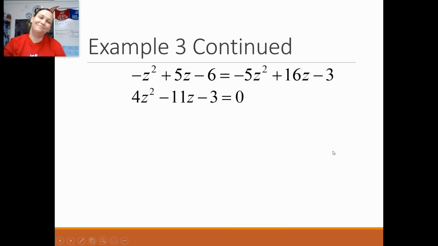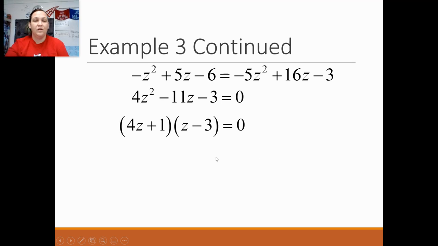And I get this. Now, this is Xbox, and this is one of those scenarios where you have to actually do the box for Xbox. You can't just do the X. The reason is that there's that 4 in front of the z squared. So make sure that you're doing the X and the box. And whenever there's a number in front of your z squared, that means you're definitely going to get at least one fraction answer. So here's what I got after I Xboxed. I set these equal to 0 and I solve.